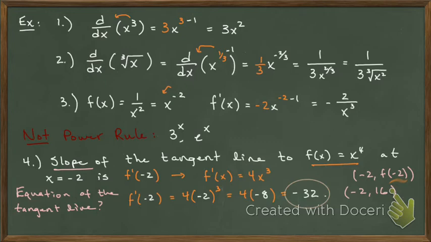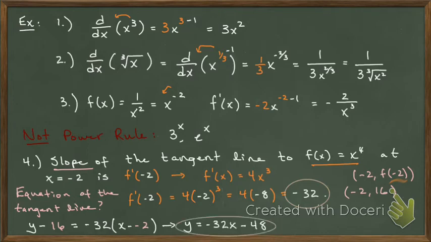And I'm going to use that point then, negative 2, 16, to figure out what the equation of the line is that passes through that point with the slope of negative 32. I use my point slope form here. y minus 16 is equal to the slope, m, negative 32, times x minus x1, or x minus a negative 2. Let me just simplify this a little bit. If I put it in slope-intercept form, which is easier to graph, I have y equals negative 32x minus 48.